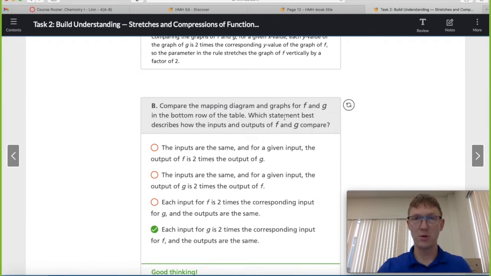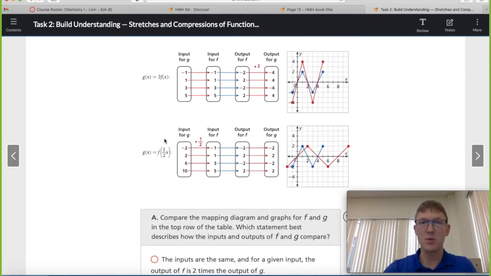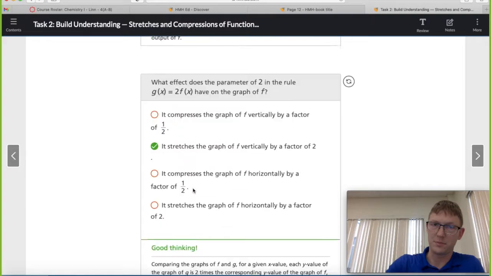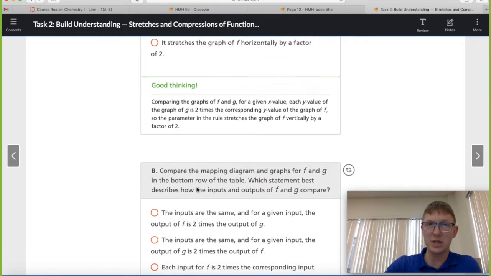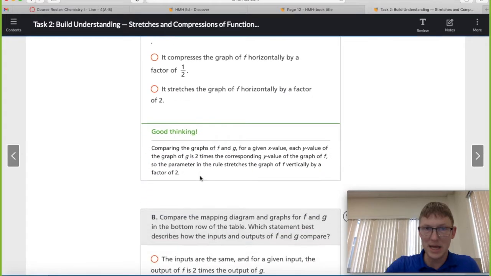Compare for the bottom row. Which statement best describes how the inputs and outputs of f and g compare? So as we mentioned before, in our bottom row, the inputs end up changing. So let's say if I said x equals -2, for f of x, it would be 1/2. It would be half of that, and then for g of x, it would just be -2. So the inputs end up changing, and the outputs stay the same.